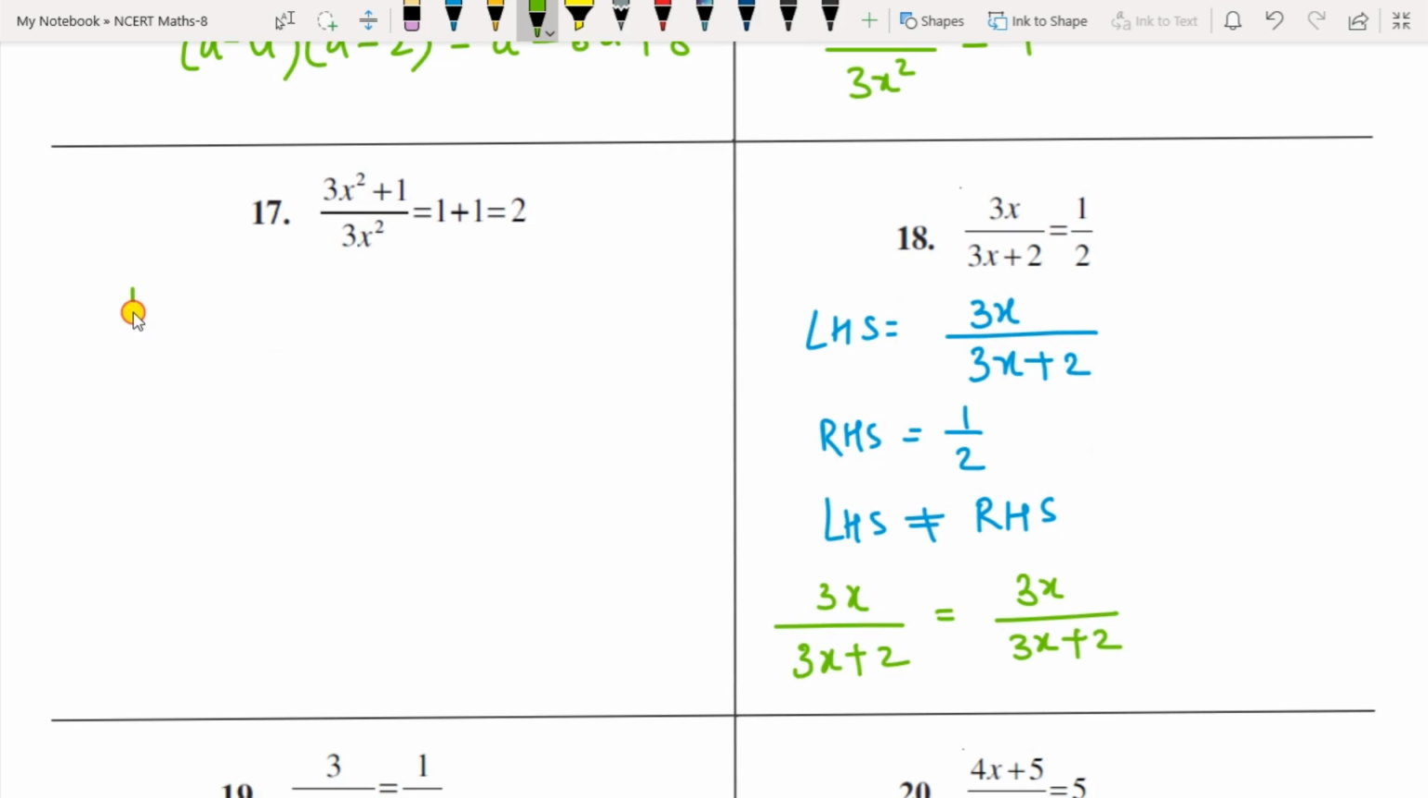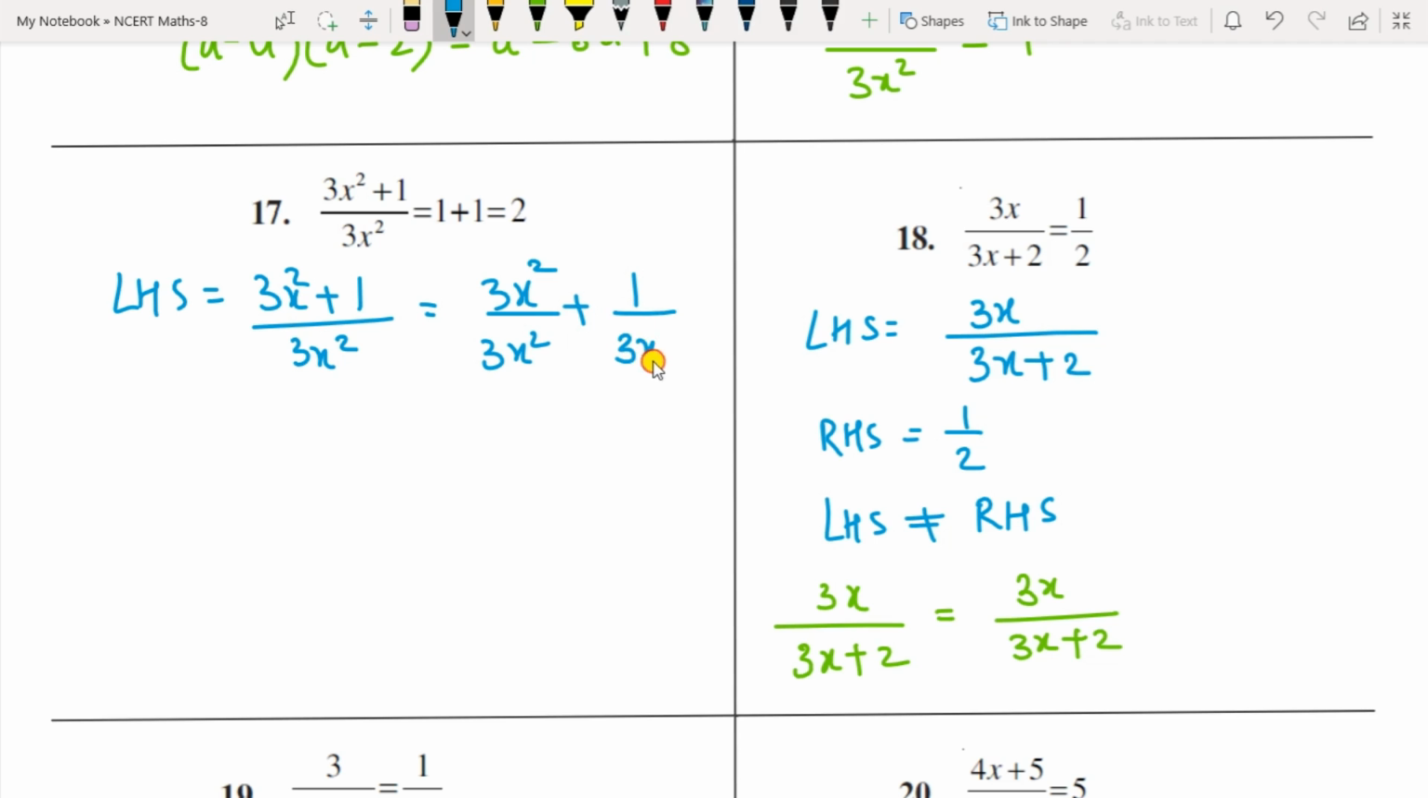Now here LHS is 3x square plus 1 upon 3x square. Now when a monomial is divided, you can write the monomial for the different terms separately. So 3x square upon 3x square plus 1 upon 3x square, as we did earlier in exercise 14.3. Okay, so now 3x square gets cancelled here. So it will be 1 plus 1 upon 3x square.